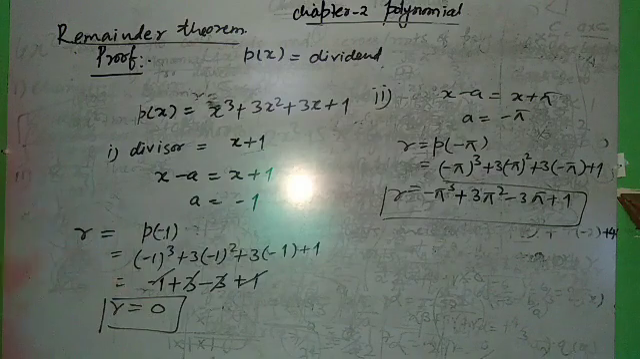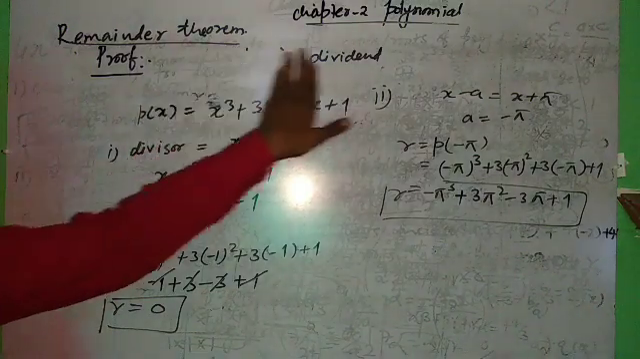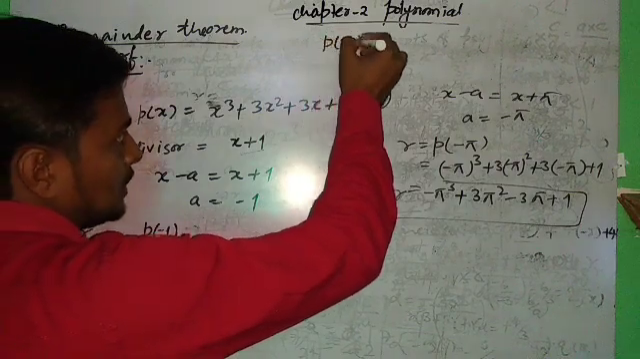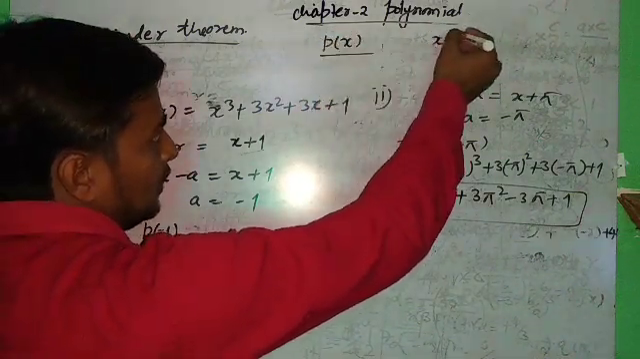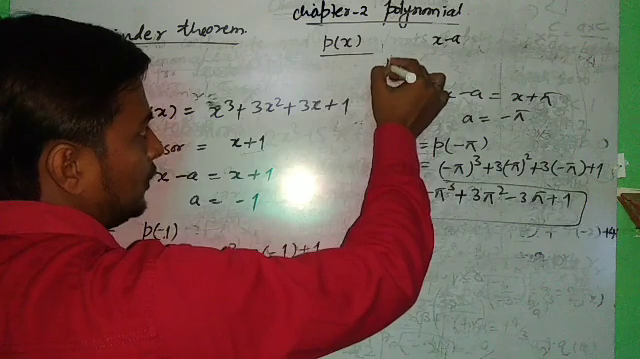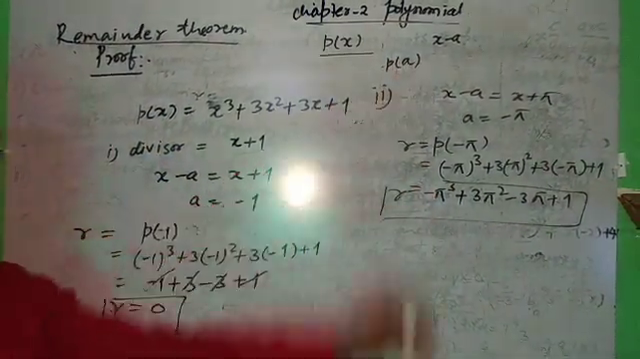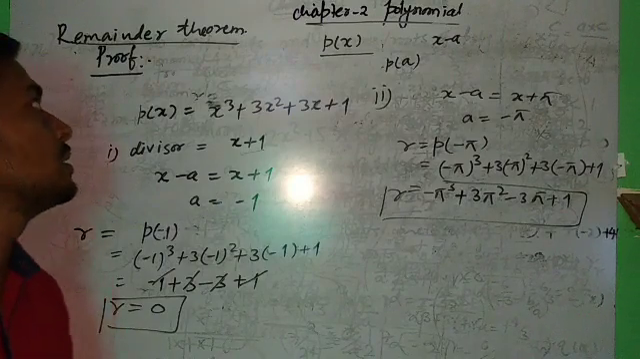So this is the remainder theorem. What was the remainder theorem? Once again, when P(x) is divided by x minus a, then P(a) will be the remainder. What will the remainder be? P(a). Thank you. This is the remainder theorem.